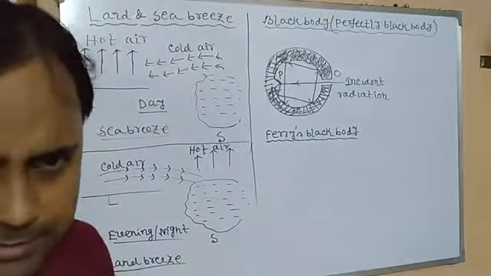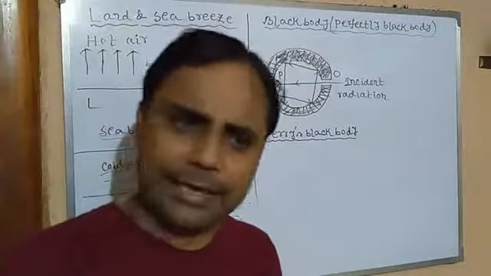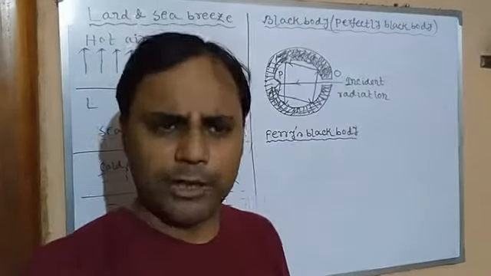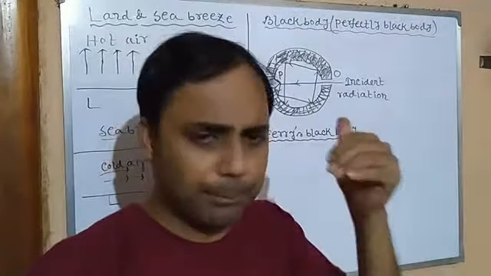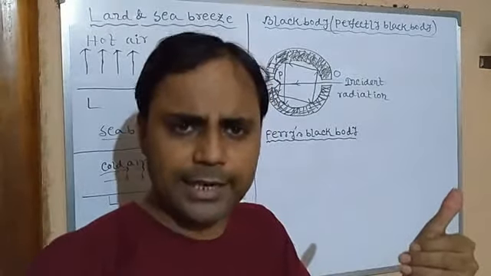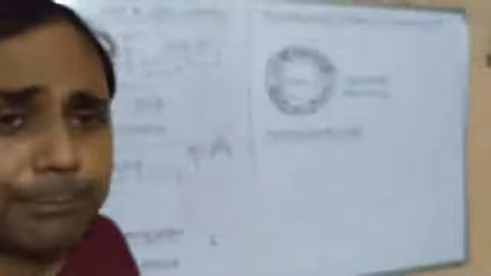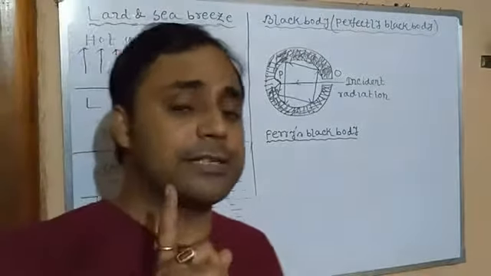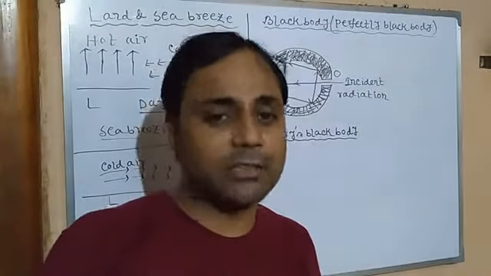Although lamp black and platinum black almost behave like a black body, because lamp black can absorb up to 95% of incident radiant heat, whereas platinum black can absorb up to 98% of incident radiant heat.